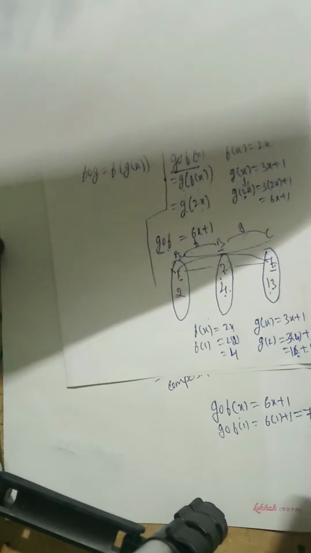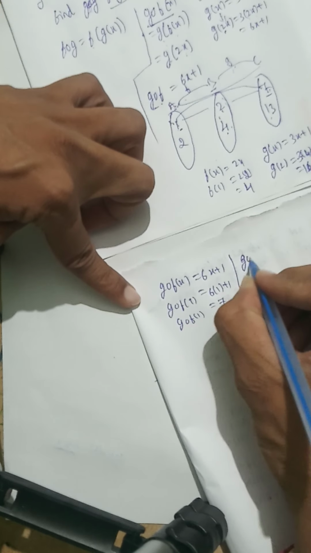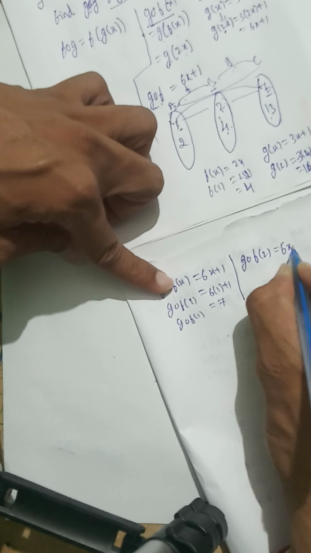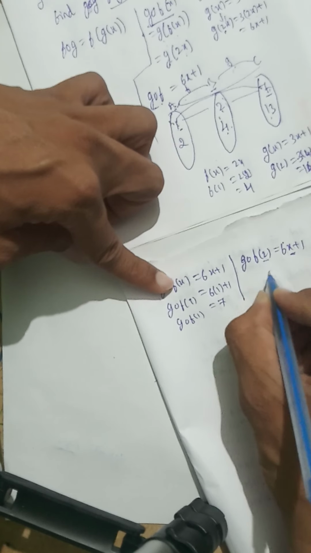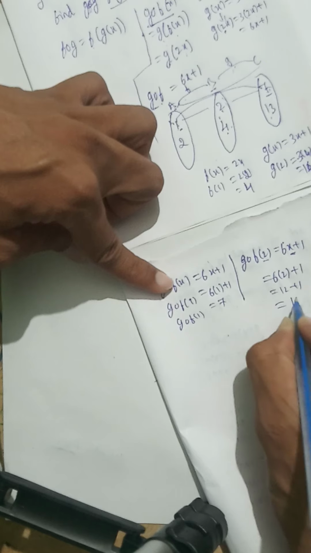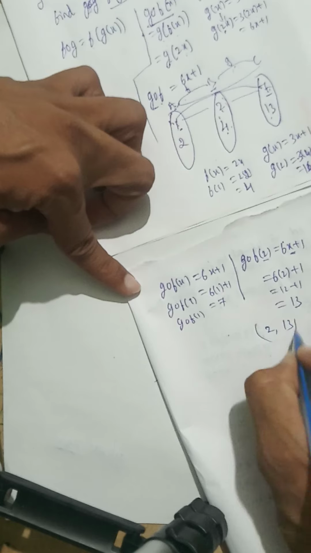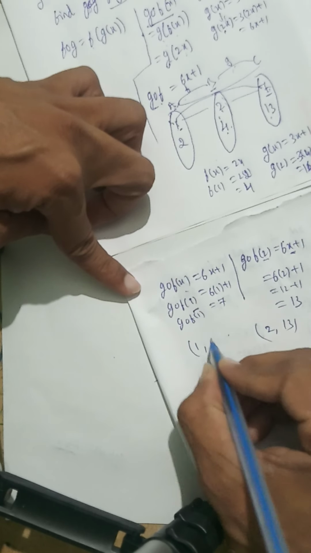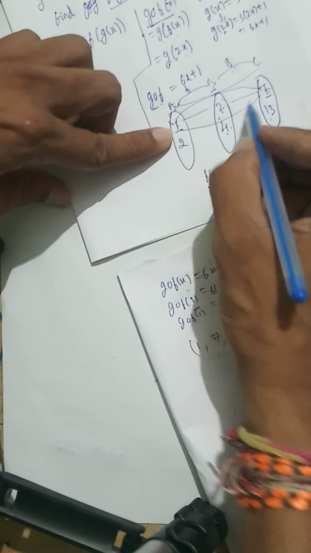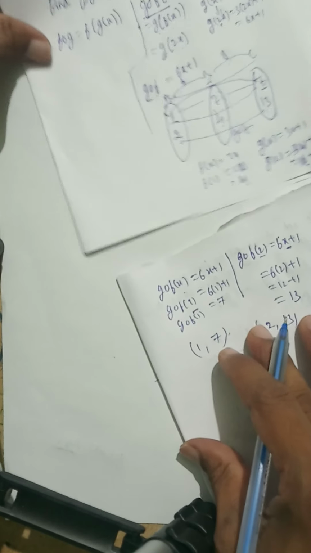Now what about g of f of 2? That means g of 6x plus 1. In the place of x I am substituting 2 here. 6 2s are 12 plus 1. I am getting 13. So input is 2, output is 13. Input is 1, output is 7. We are getting directly these for the gof function, dear students.